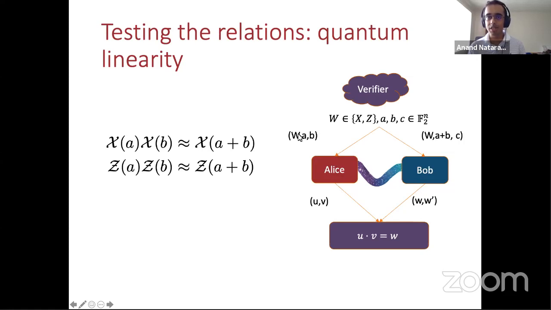Alice and Bob will get these things, and what they're supposed to do is measure the corresponding calligraphic X observables for the two vectors that they received. So for Alice, it would be measure X of A and X of B. For Bob, it would be measure X of A plus B and X of C. And then they'll respond with the outcomes. And then what we'll check is just that the product of Alice's two outcomes is equal to Bob's outcome for A plus B. The analysis you can do is that if you do this check on the outcomes and succeed with high probability, then the observables that Alice and Bob use to execute the test have to satisfy these operator equations up to some approximation. So this is how you test these linearity relations from the group.